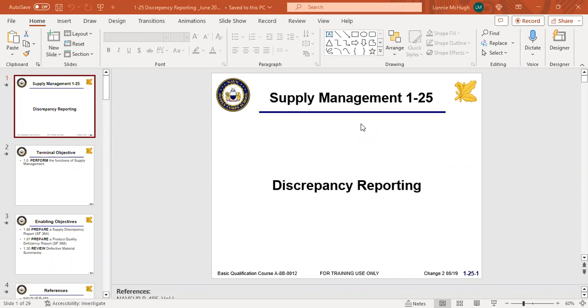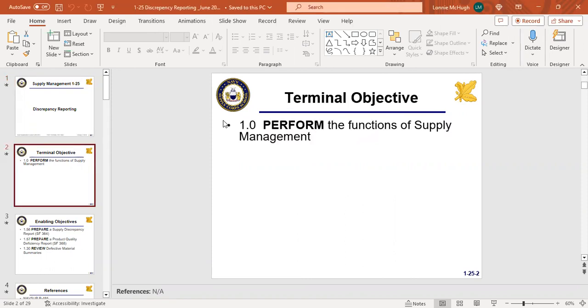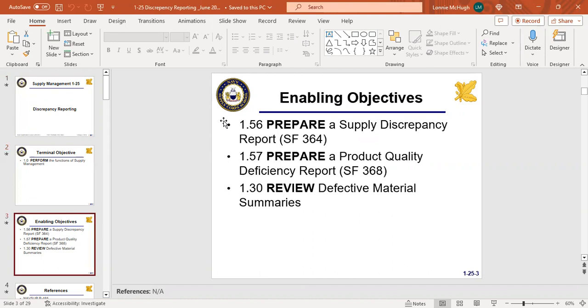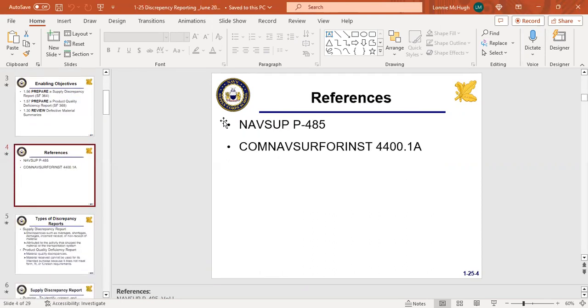So tonight's lesson is Supply Management 1-TAC-2-5 Discrepancy Reporting. Our terminal objective is perform the functions of supply management, and our enabling objectives are to prepare a supply discrepancy report, also known as the SDR, and to prepare a quality deficiency report, a QDR, and then review defective materials. Our references are the 485 and your appropriate TYCOM instruction. Here listed as COMNAVSUPINST, but it's whoever your TYCOM is.